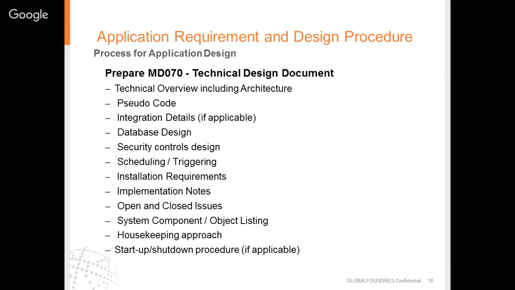So the MD70 or a technical design document should include the following points: technical overview including architecture, pseudocode, integration details if applicable, database design, security control design, scheduling or triggering, installation requirements, implementation notes, open and closed issues, system component or object listing, housekeeping approach, startup or shutdown procedure if applicable.